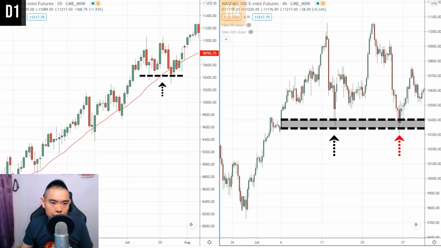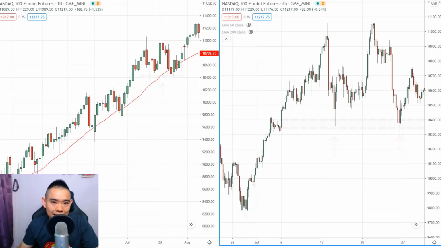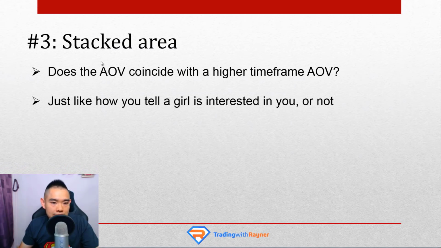So this is the 4-hour time frame, and this is the daily time frame. This area of value on the 4-hour time frame coincides with the area of value that you see over here on the daily time frame, which is an area of value using the 20 MA. This is what I mean by stack areas. This is what we are looking for, stack area. This puts the odds in your favor.